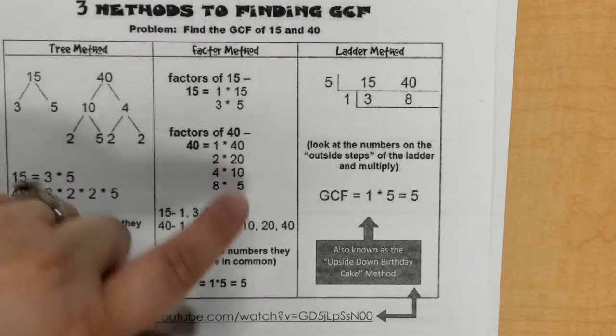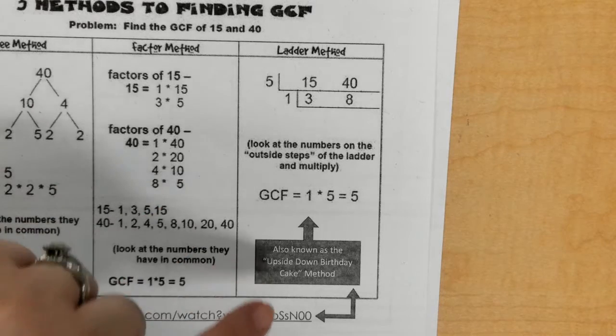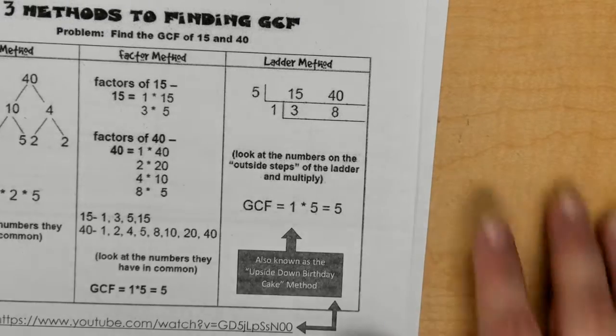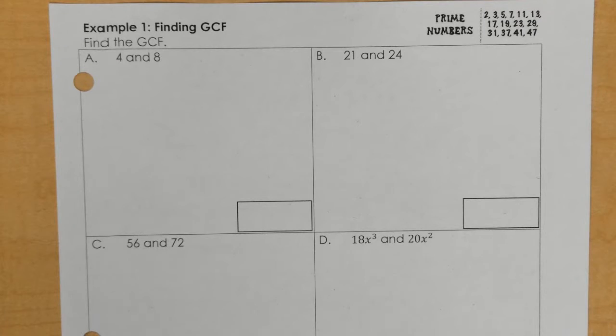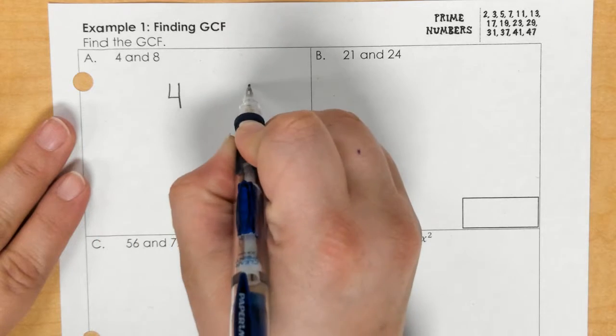The other one I thought was interesting, which I've never seen before, is called the ladder method, also known as the upside down birthday cake method. In this one we're going to practice a few examples that I gave you. On the second page, I'm going to show you how to set it up. You have your 2 numbers, 4 and 8, and I want to know what the greatest common factor of 4 and 8 is. But let's say you don't know that 4 can go into both of those.